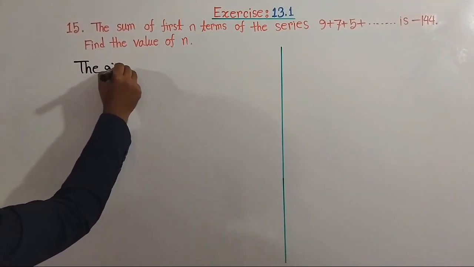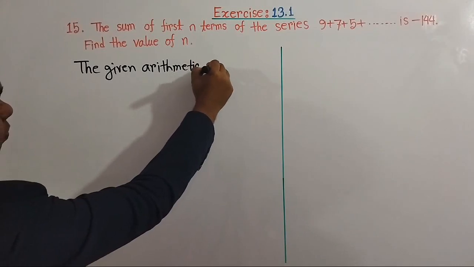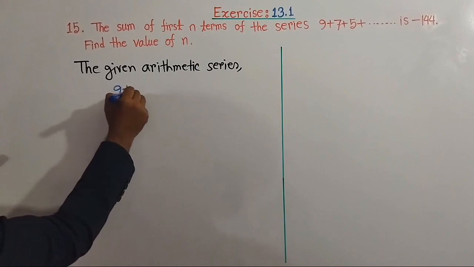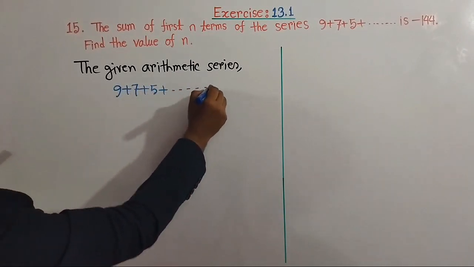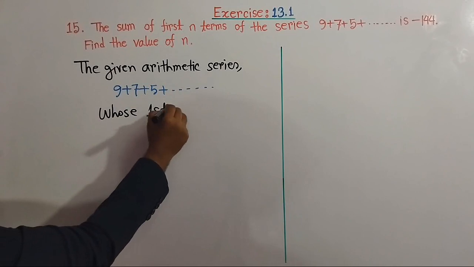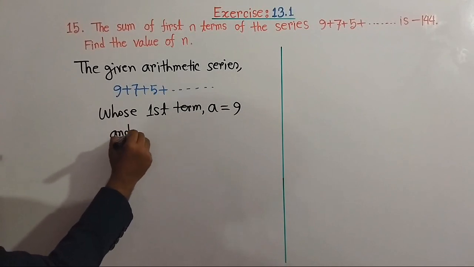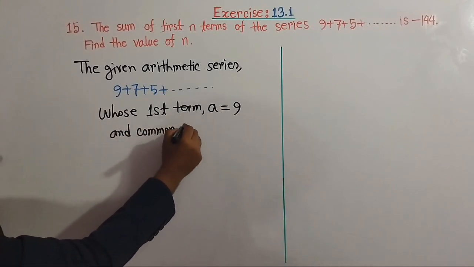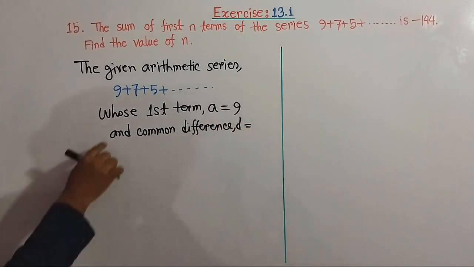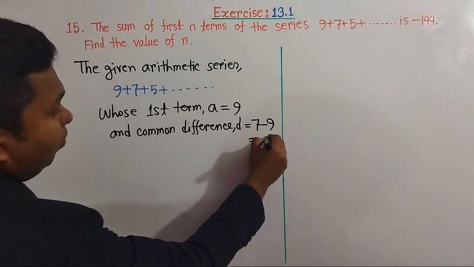Here the given arithmetic series is 9 plus 7 plus 5 plus dot dot, whose first term a equal to 9 and common difference d equal to, second term is 7 and first term is 9, so 7 minus 9 equal to minus 2.